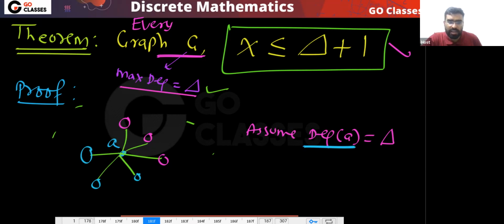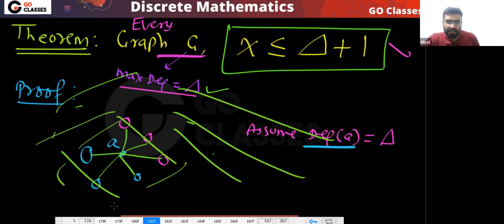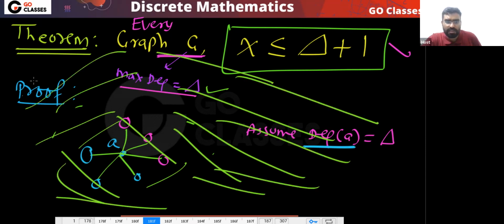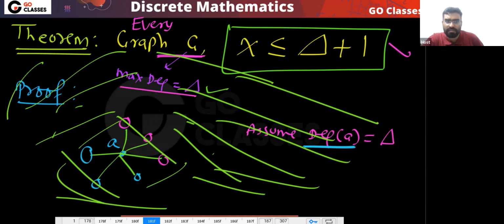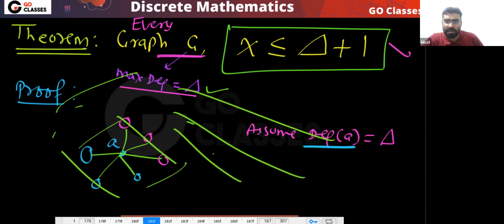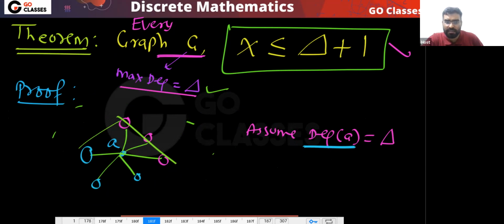Focus on A. Remember that there can be remaining edges. I don't care. The graph can be very big. The graph can have any number of edges, anything it wants. Just focus on this vertex A.